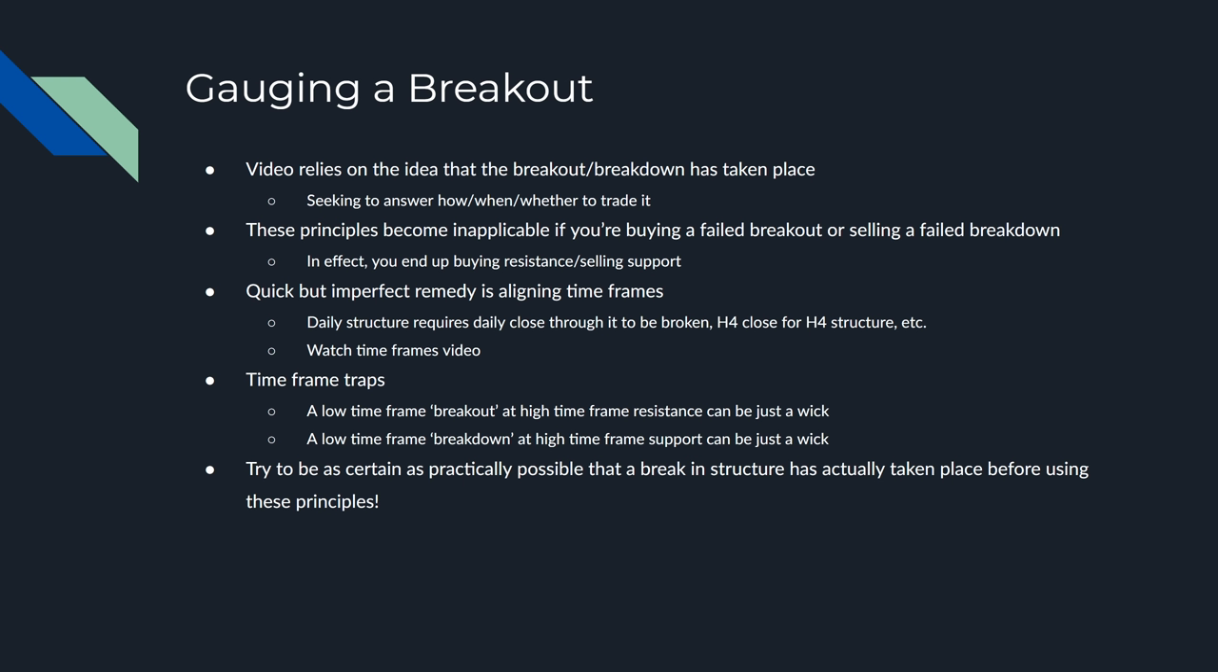With that in mind, or maybe even going a step backwards, why is that important, right? It's important because you can get what I call timeframe traps. You all know I hate making up language, so I'm sure it's called a million other things. It doesn't really matter, but it's the idea that a low timeframe quote-unquote breakout at high timeframe resistance can just be a wick, and a low timeframe breakdown at high timeframe support can just be a wick as well. So let me bring some chart examples to make that clear.